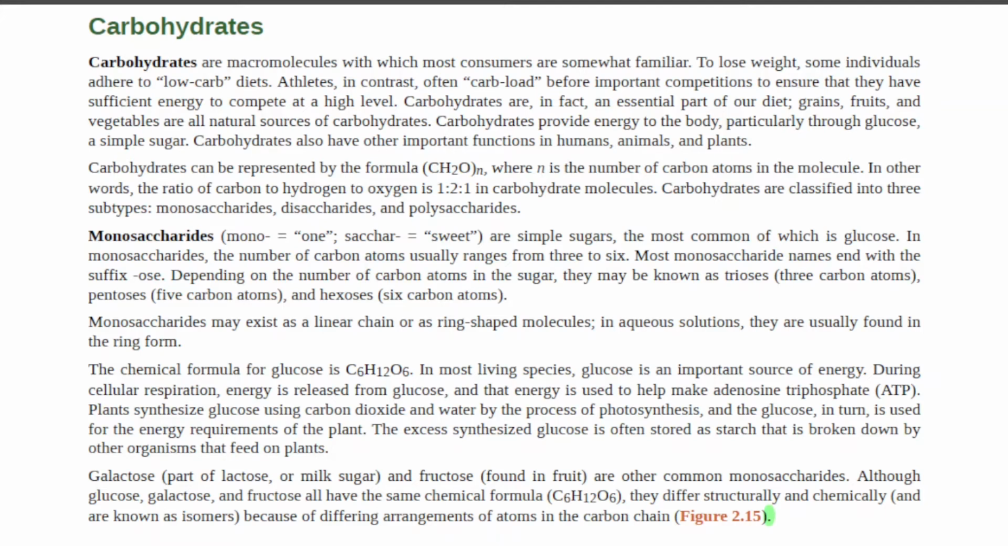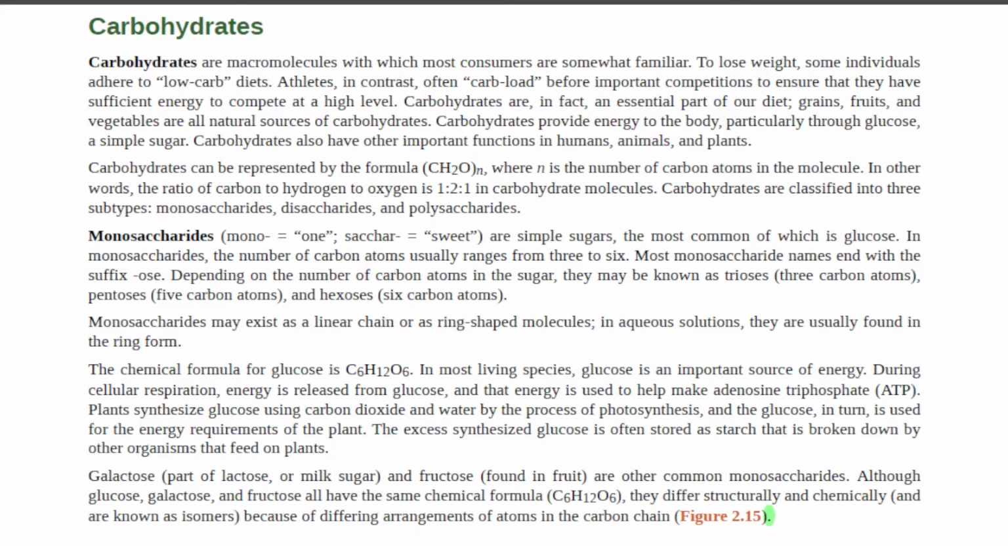The chemical formula for glucose is C6H12O6. In most living species, glucose is an important source of energy. During cellular respiration, energy is released from glucose, and that energy is used to help make adenosine triphosphate, ATP. Plants synthesize glucose using carbon dioxide and water by the process of photosynthesis, and the glucose, in turn, is used for the energy requirements of the plant.